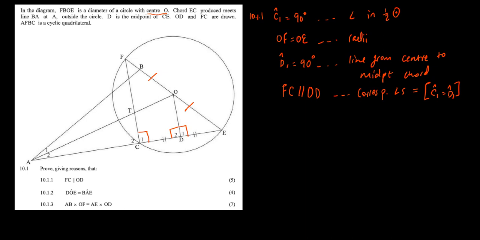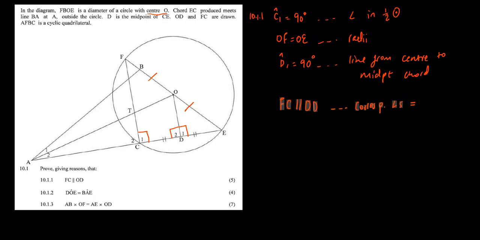But this statement we're supposed to write it before we conclude parallel lines, so that the examiner knows that angle C1 is equal to D1. Since both of them are equal to 90, then you say they're parallel. Guys, I think we've answered 10.1.1. Yeah, 5 marks, imagine. Now, they want you to prove that DOE.